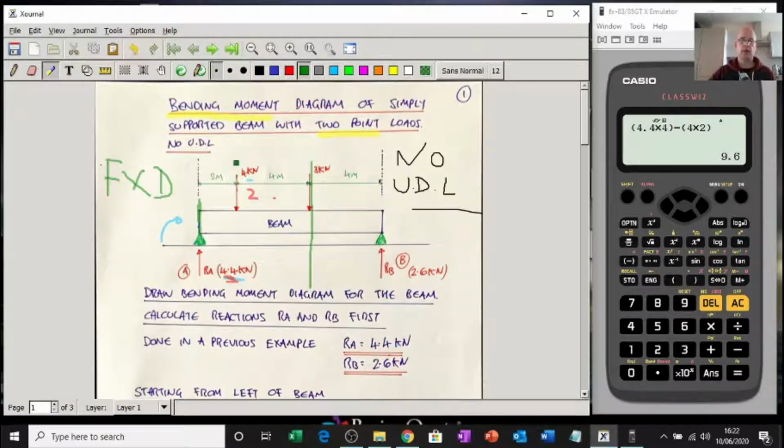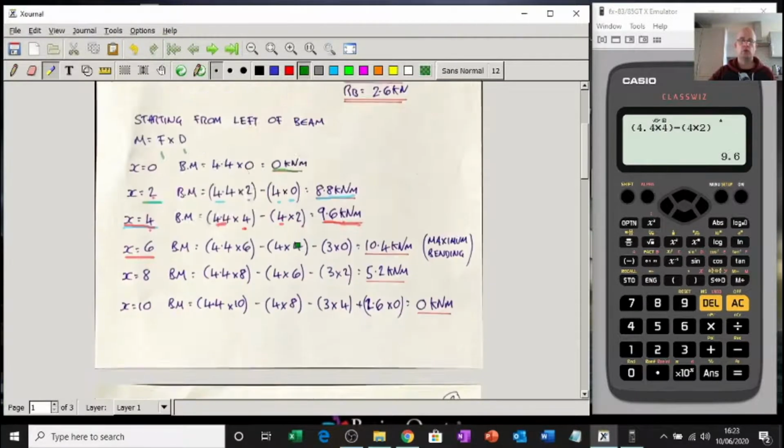This 4 kilonewtons is now 4 meters away, and it's trying to go anti-clockwise. This 3, I'm directly below it, so there's no distance, so there's no moment produced by it. So it's times by 0. So I've got 4.4 and 6, and I've got 4 and 4, and 3 and 0.